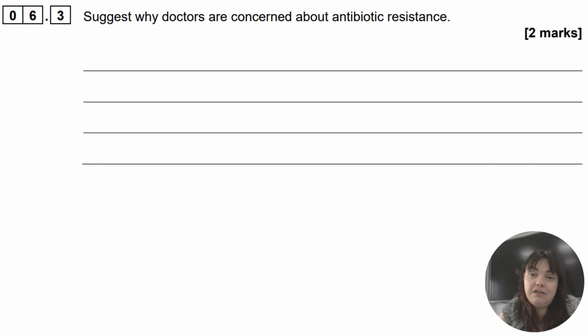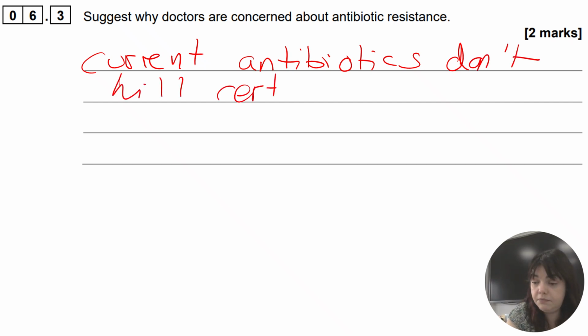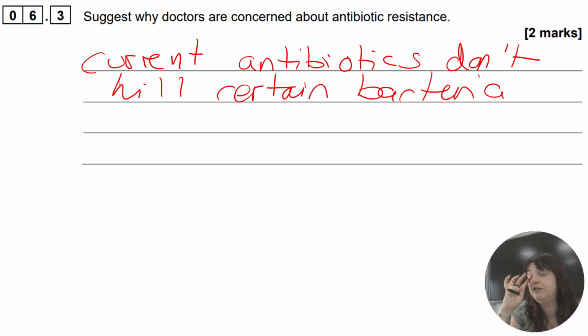Suggest why doctors are concerned about antibiotic resistance, for 2 marks. So why are we concerned? Because current antibiotics don't kill some bacteria, or they have no effect. Particularly in the news at the moment, there are loads of strains, particularly of sexually transmitted infections, that are resistant to all known antibiotics, which is really quite stressful.